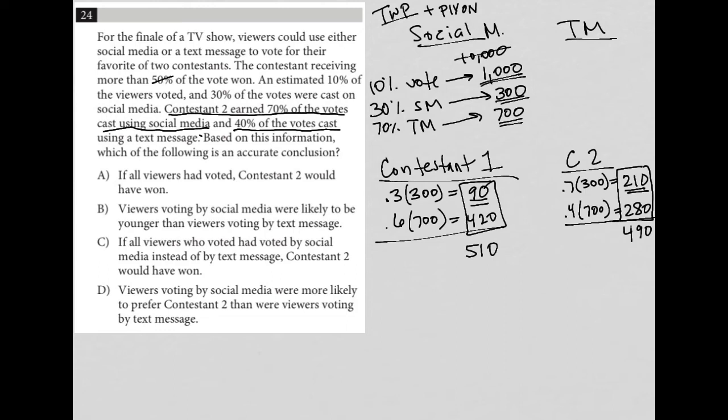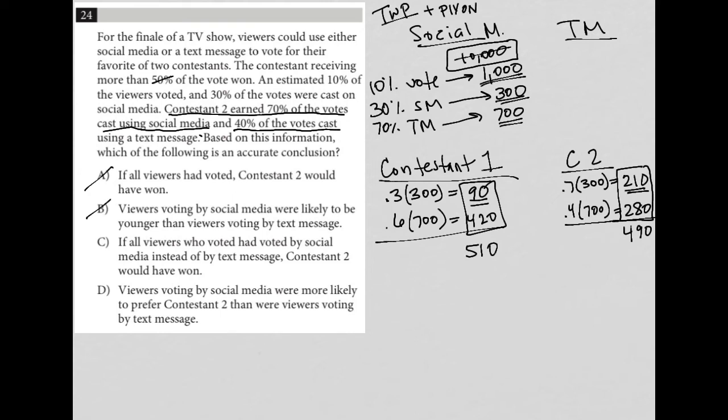So let's look at the answer choices. If all viewers had voted, contestant 2 would have won. Well, that's saying if all 10,000 people voted, that would have changed the outcome. Not really, because the percentages are what's causing the outcome here, not the number of voters. So choice A is gone. Choice B, viewers voting by social media were likely to be younger than viewers voting by text message. That's possible, but there's nothing in the question that confirms that that is in fact the case. So choice B is gone because there's no support for that answer.